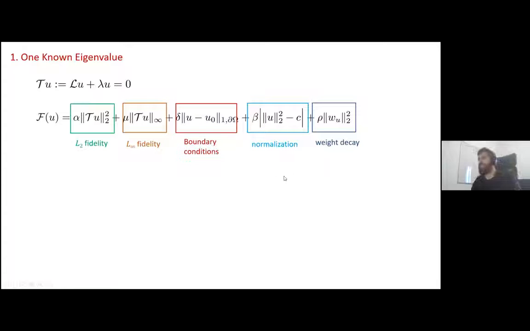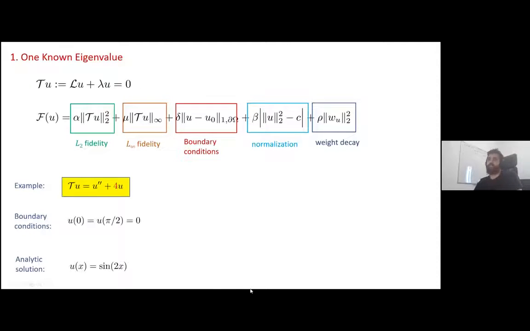We add another technical term for the normalization. This is basically because if u is an eigenfunction, then any scalar times u is also an eigenfunction. So if we want to converge to a specific one, we just penalize its energy to be a specific value. And then we add weight decay, something that's very common in this field of neural networks for better generalization.